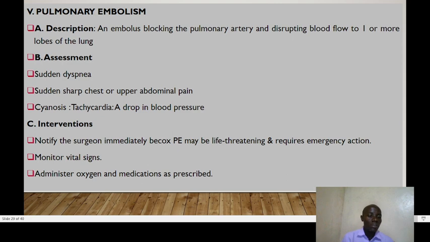Another complication is the pulmonary embolism. In pulmonary embolism, this is an embolus blocking the pulmonary artery and disrupting blood flow to one or more lobes of the lung. So assessment will include sudden dyspnea, sudden sharp pain or upper abdominal pain, cyanosis, tachycardia, and a drop in blood pressure. You need to notify the physician immediately because pulmonary embolism is life-threatening and requires an emergency care plan. You also need to monitor the vital signs and administer oxygen and other medication as prescribed.